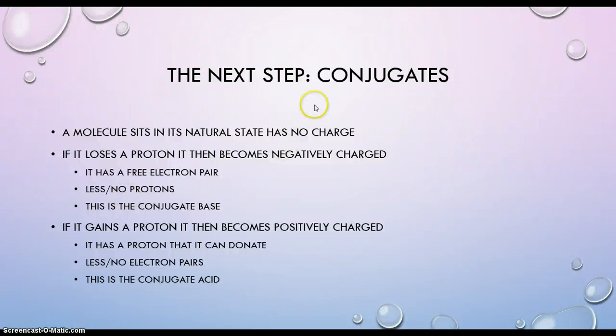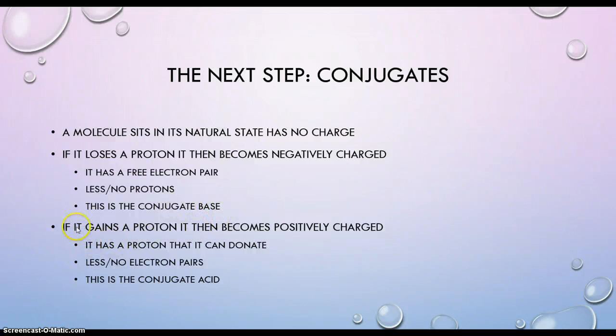So the next step that we look at is the conjugates. I'm just going to go over this briefly. A molecule has a natural state, and if it loses a proton, then it becomes negatively charged. And if it gains a proton, it becomes positively charged. If it loses a proton, it has a free electron pair now, and so you have less or no protons to give away. This is called the conjugate base.